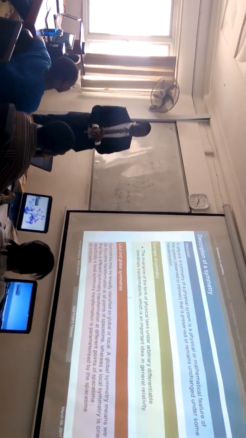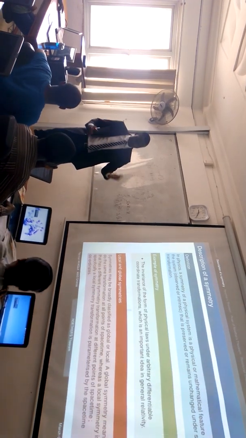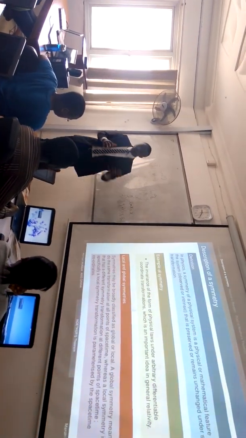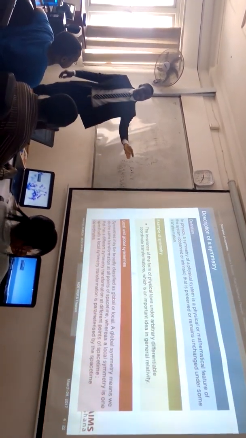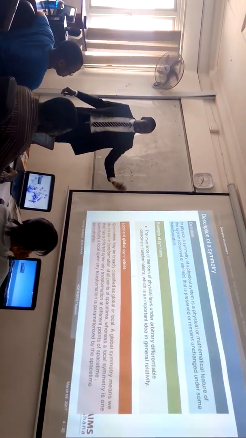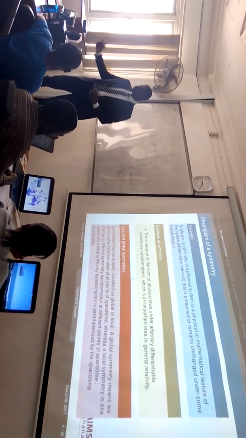Local and global symmetry. Symmetry may be classified as global or local. A global symmetry means we do the same transformation at all points of space-time, whereas a local symmetry is one that has a different symmetry transformation at different points of space-time.